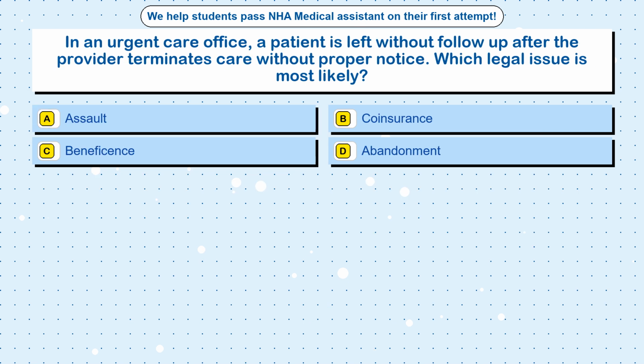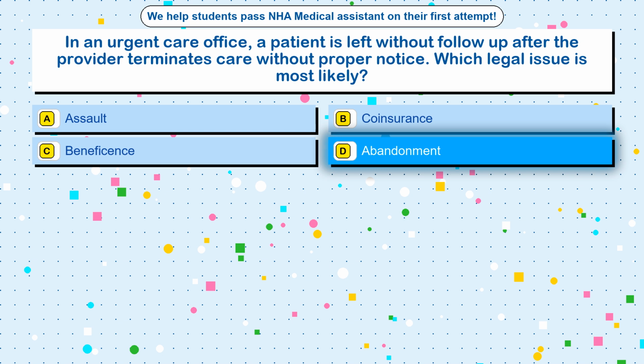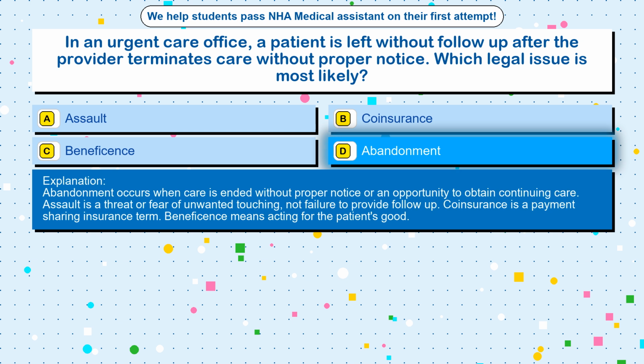Question 73. In an urgent care office, a patient is left without follow-up after the provider terminates care without proper notice. Which legal issue is most likely? Option A, assault. Option B, coinsurance. Option C, beneficence. Option D, abandonment. The correct answer is option D, abandonment. Abandonment occurs when care is ended without proper notice or an opportunity to obtain continuing care.